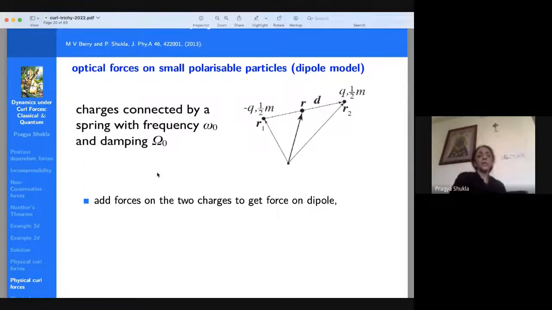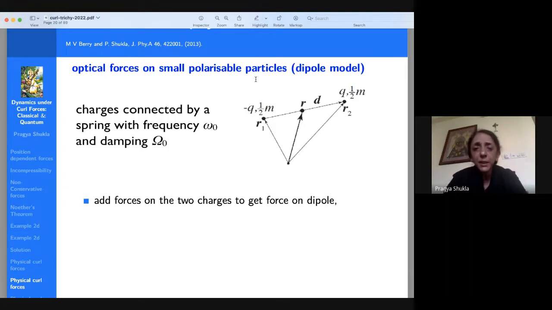How do I study this? Basically, the idea is to calculate the optical force acting on a small polarizable particle. Let me again state what I'm trying to do. My basic idea is to show you that curl forces, that means forces whose curl is not zero, unlike the forces which you have studied so far in your physics education, very clearly appear when you put an atom in an electromagnetic field. Even in the simplest approximation, the simplest model, curl forces appear very clearly. So this is my idea to talk about.